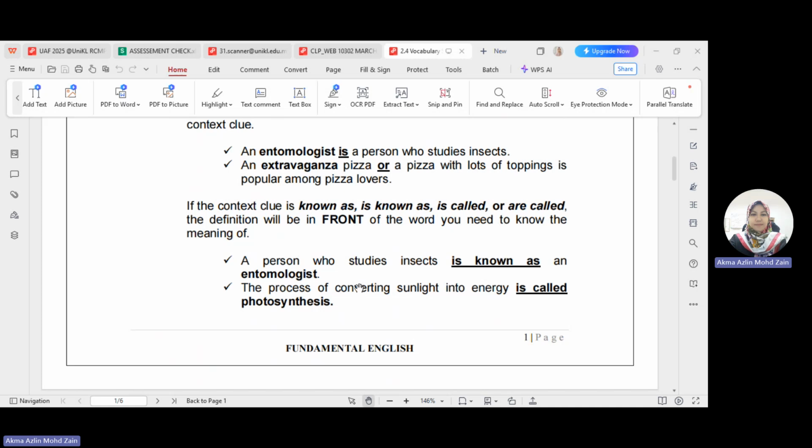Another example for the same word would be: a person who studies insects is known as an entomologist. When we change the structure of this sentence, the meaning of the difficult word comes before the word itself. So look out for clue words like is, are, ialah, means, is known as, and also is called.